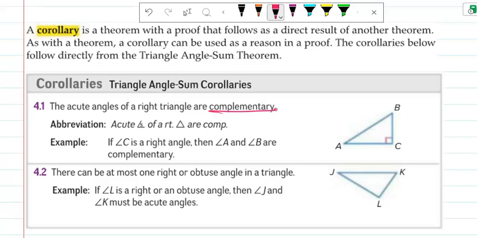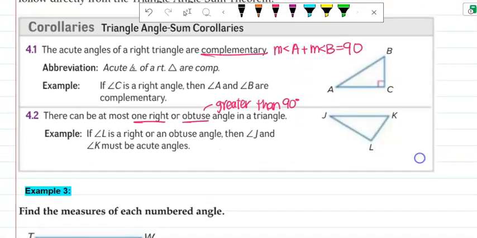Okay, so that makes sense because if we've already used up 90 for angle C here in this diagram, that means that if we took 180 and we subtracted 90, we would have 90 left to share between A and B, because remember, complementary means that they add up to 90 degrees. Okay? Also, there can be at most one right or obtuse angle. Okay, remember right was 90. Obtuse is greater than 90. Okay, but only one right or one obtuse.